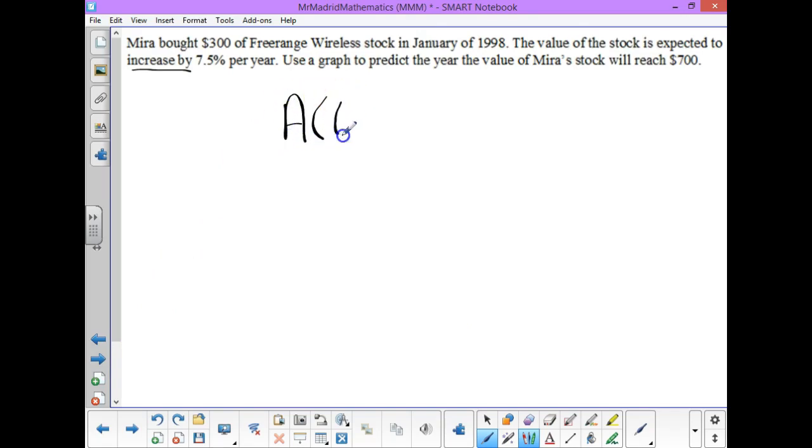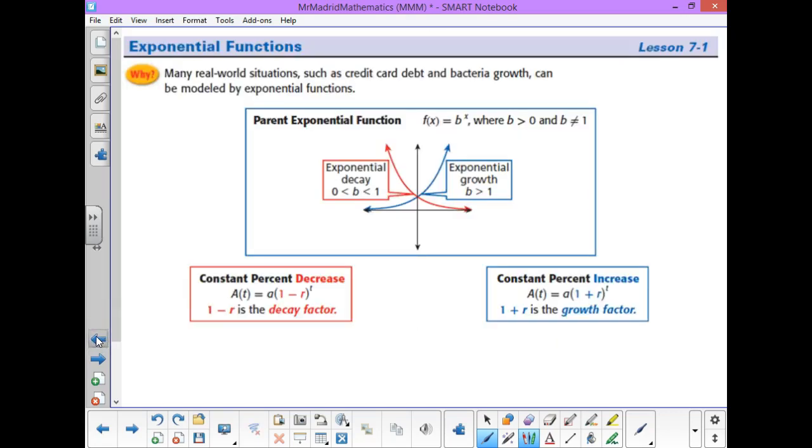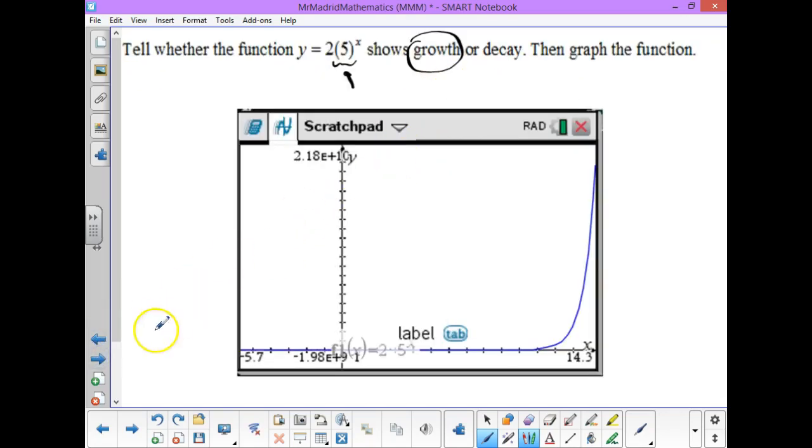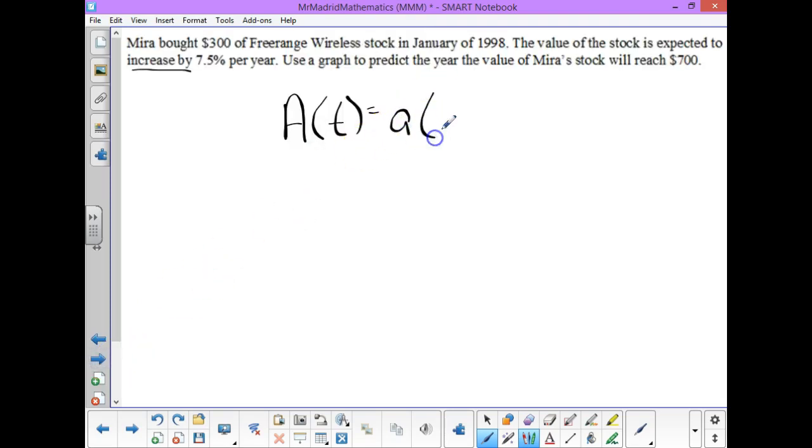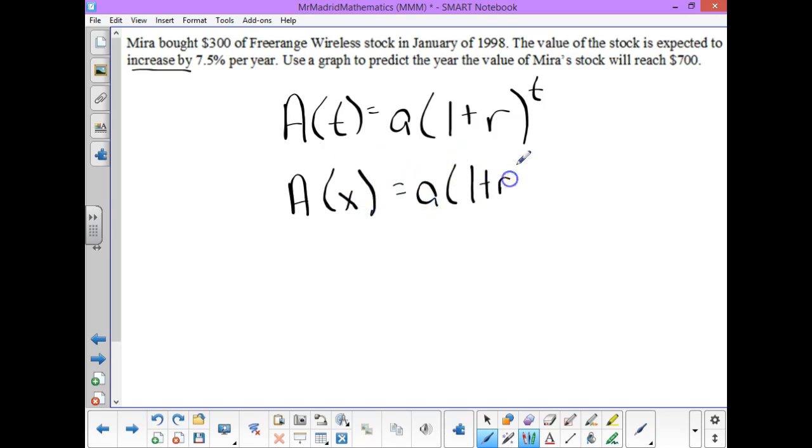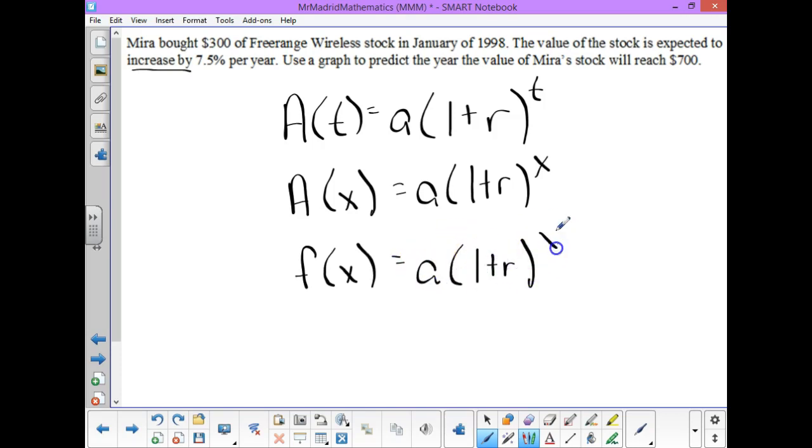We were given A of t equals what? A, the initial amount, 1 plus r, the rate, okay, do here real quick is switch the notation, and I'll even go as far as to go f of x because it matches the calculator. Okay.